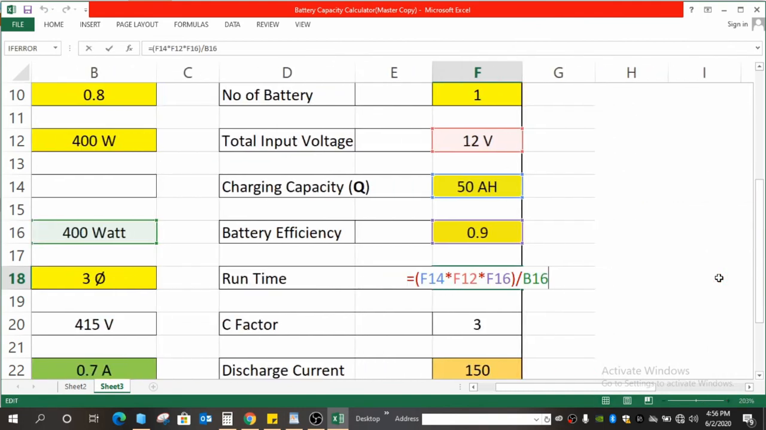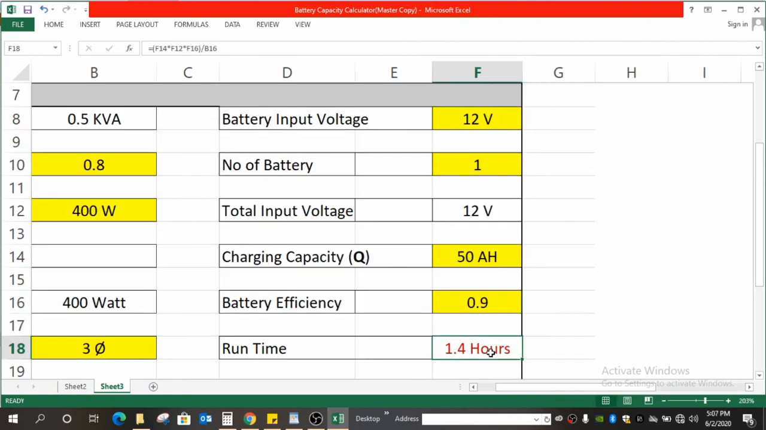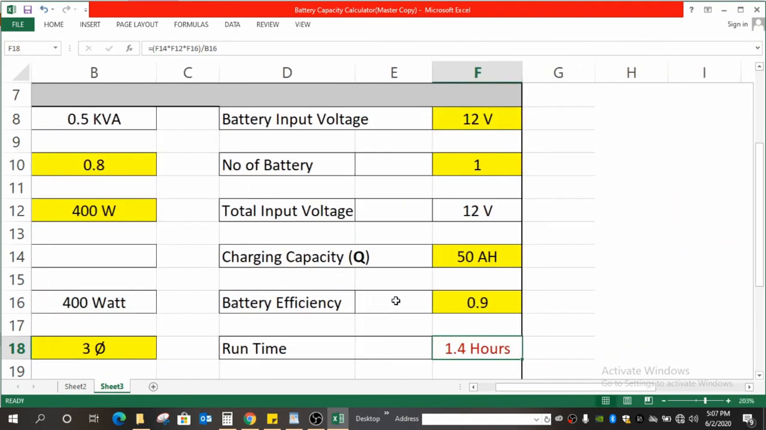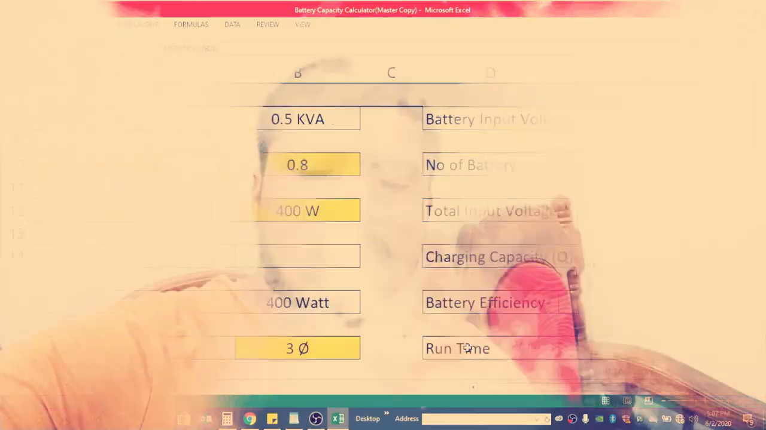So here we get 1.4. 1.4 is the runtime and it is in hours. Basically we got 1.4 hours over here based on the formula in F14, that is the charging capacity in Ah of the battery, second is the voltage, and third is the efficiency, the whole divided by B16. B16 here is the 400 watt, that is the power. That is the basic formula used over here.